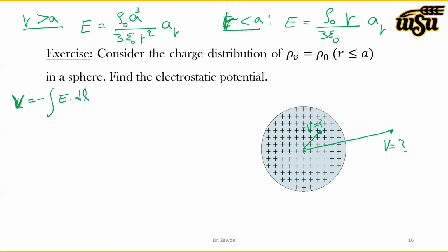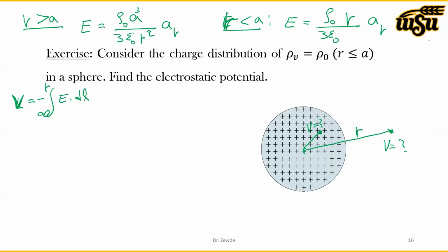So let's say our goal is to determine the electric field outside. When we determine electric potential, we always start from outside. So our reference point is infinity, let's say. Our goal is to bring the unit charge from infinity to this point, which is at a distance R from the center.